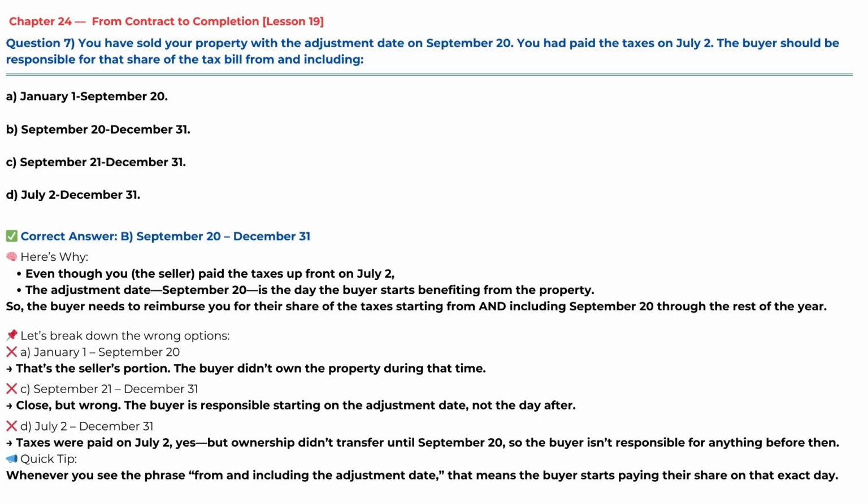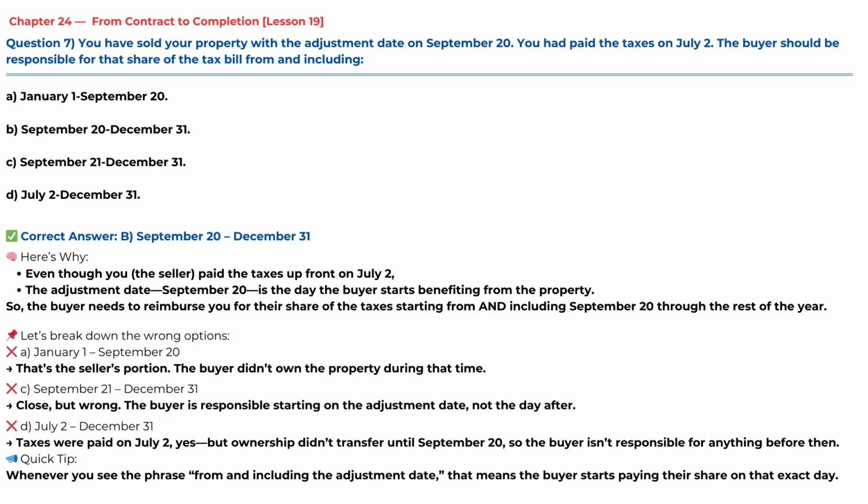So, the buyer needs to reimburse you for their share of the taxes starting from and including September 20th through the rest of the year. Let's break down the wrong options. A, January 1st to September 20th. Incorrect. That's the seller's portion. The buyer didn't own the property during that time.